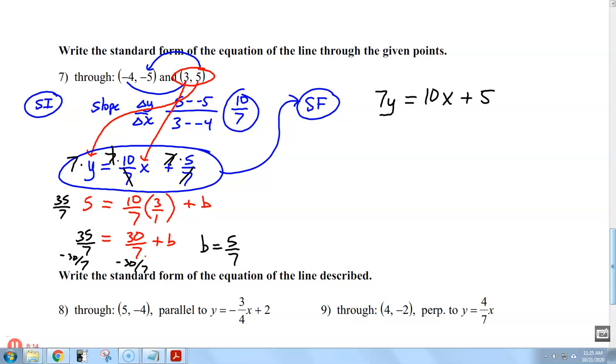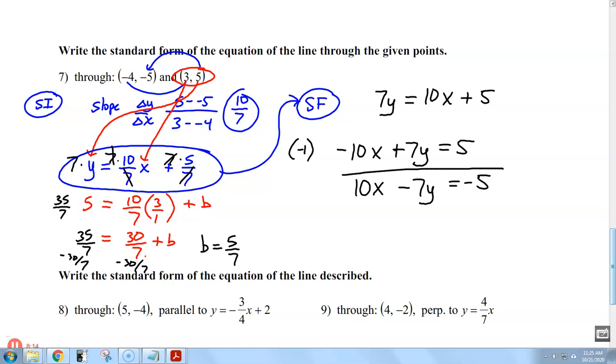Now x is on the wrong side, so throw it to the other side. And now x is negative, so times everybody by a -1, aka flip all the signs. And we are golden. We're good to go.